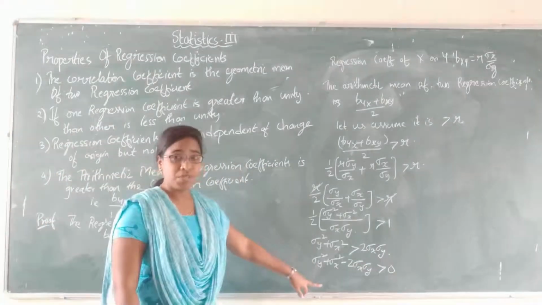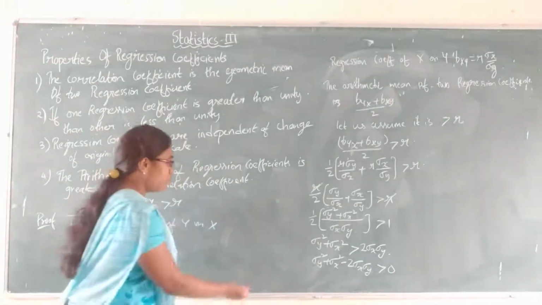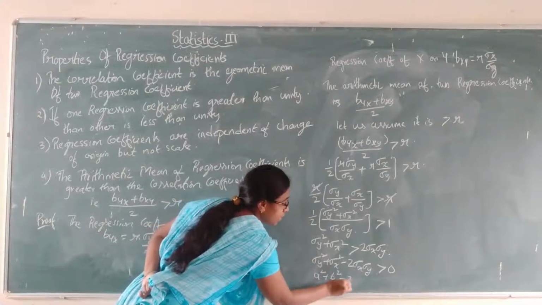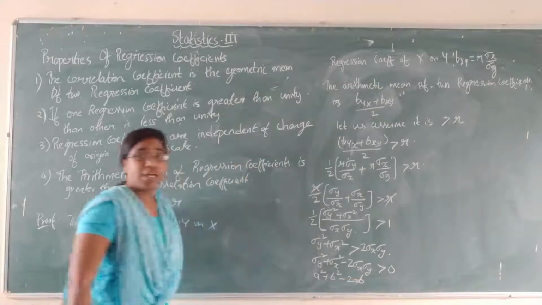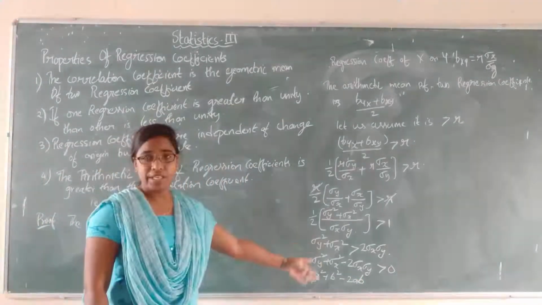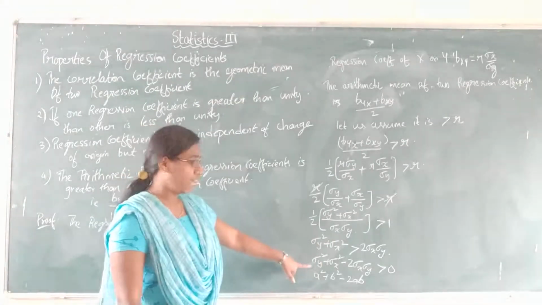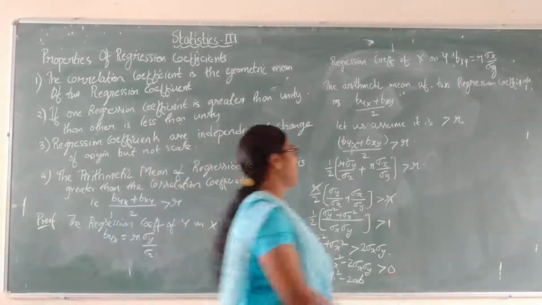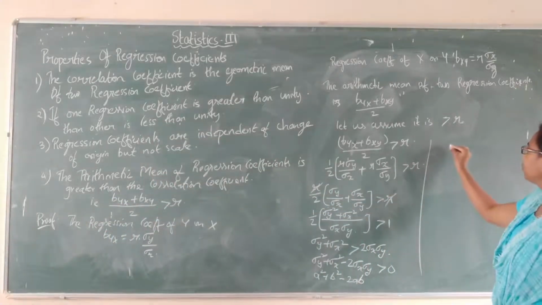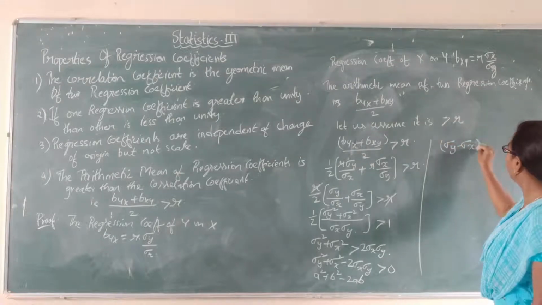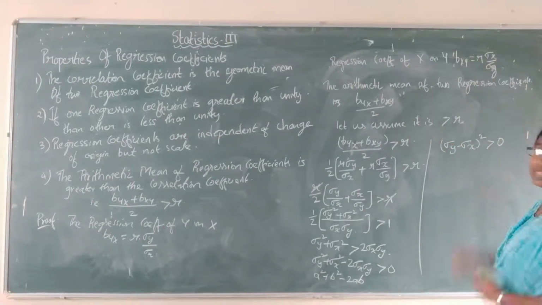So if you observe this one, this is in the form of a square plus b square minus 2ab. So a square plus b square minus 2ab can be written as a minus b whole square. So in place of a we have sigma y, in place of b we have sigma x. So this can be written as sigma y minus sigma x whole square is greater than 0.